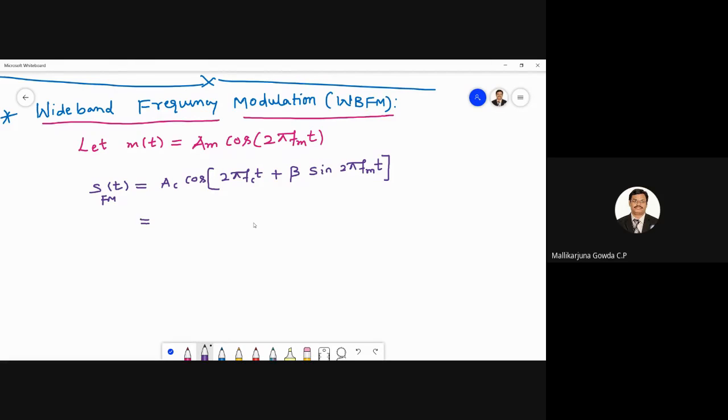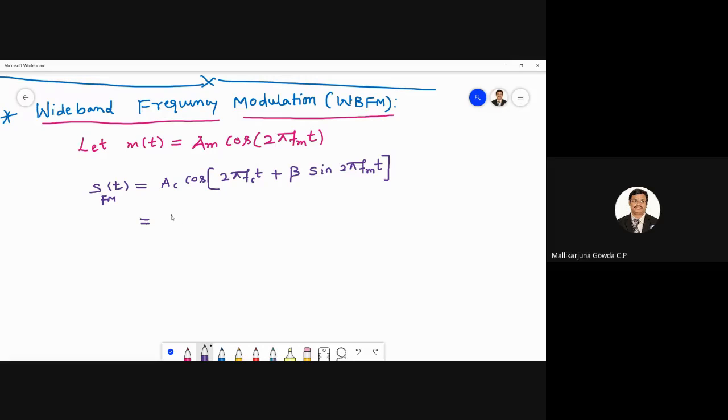Just now I revised it. e power j theta is equal to what I wrote, cos theta plus j sin theta. Cos theta is the real part, that is e power j theta plus e power minus j theta by 2. Here, what is theta? If you tell the value of theta, in that only the real part.